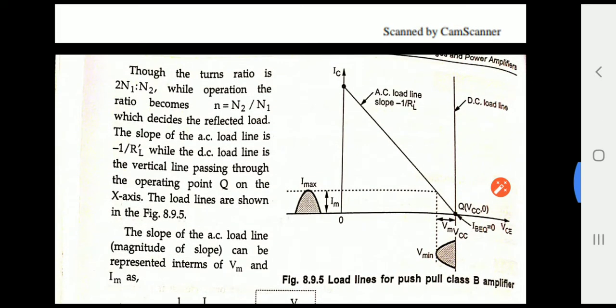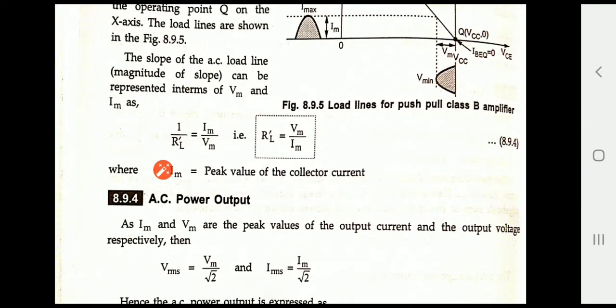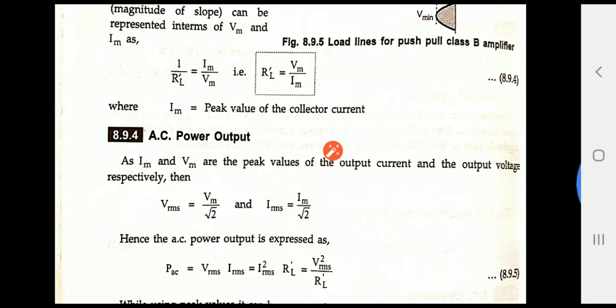Hence, it is a vertical straight line here. But when we come to the AC load line, the slope is minus 1 by RL dash. Here RL dash is the reflected load of RL, which is connected at the secondary winding of the output transformer. That's why the slope is always equal to minus 1 by RL dash. That slope can be written in terms of voltage and current, using only the magnitude and neglecting the minus sign. So 1 by RL dash equals Im by Vm. Here RL dash can be written as Vm by Im using Ohm's law, where Im is the peak value of the collector current.